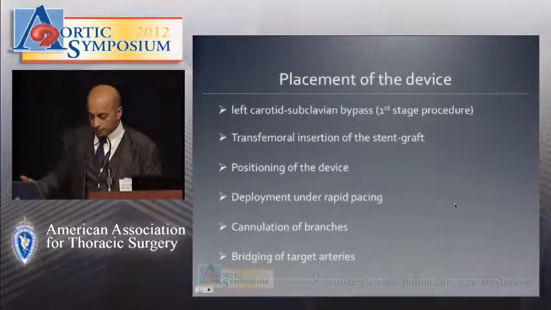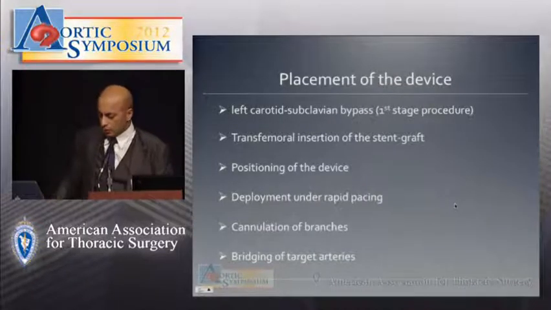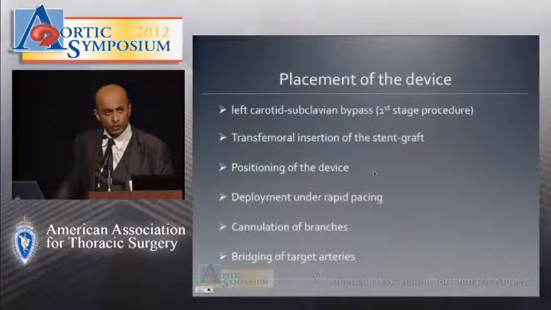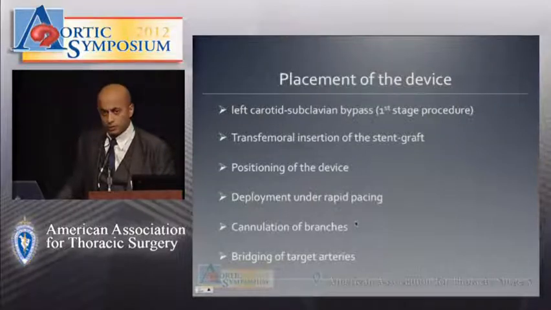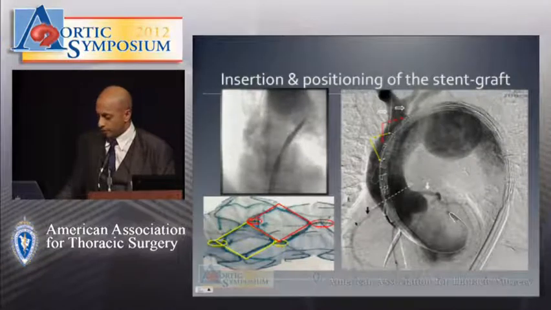So what does the placement of the device consist of? As I said, we like to do it in 2 stages. We like to stage the left carotid subclavian bypass. Then we bring the patient back. I'm not sure what the golden time is to bring the patient back. We've usually been working at 3 to 4 weeks. Then we can go transfemoral insertion of the stent graft, positioning of the device. I think deployment of rapid pacing is essential. And then we cannulate the branches from above access, as I described, and bridge into the target arteries.